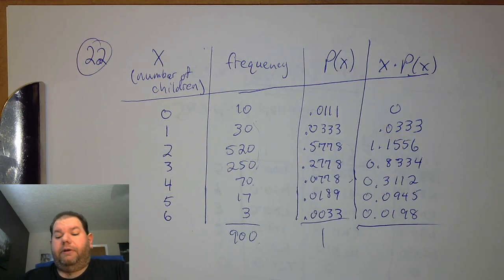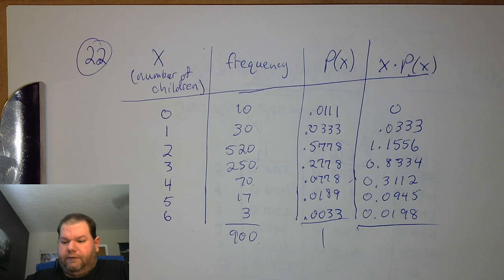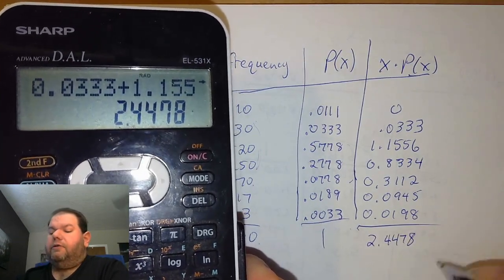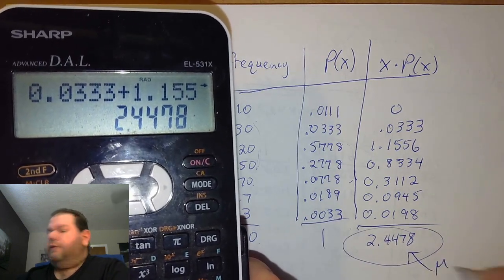So the other thing that we do now is we add up this last column, and again, the sum of the x times p of x should give us the mean of this discrete probability distribution. So I'll put those into the calculator, 0.0333 plus 1.1556 plus 0.8334 plus 0.3112 plus 0.0945 plus 0.0198. Okay. And so we get a sum of 2.4478. And so this is our mean.